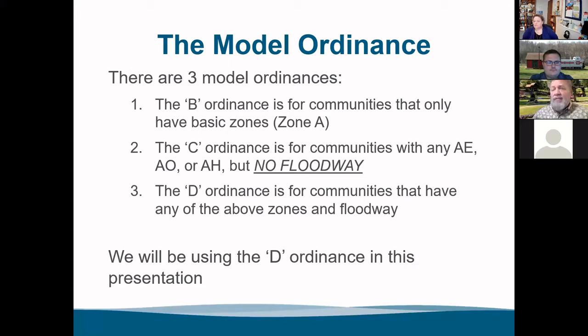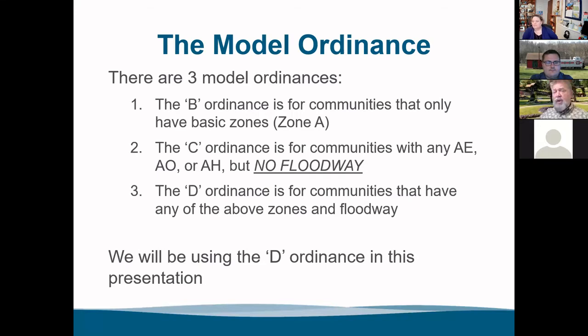And if you have a floodway, then you're going to adopt a D ordinance. Now, there are some communities, very few of them in the state, where they've got something better than a zone A, but they don't have floodway. They've got AE zones where a floodway wasn't designated. If that's you, if that's the upper level of what you've got on the map, then you can adopt a C ordinance, but there's very few of you out there.